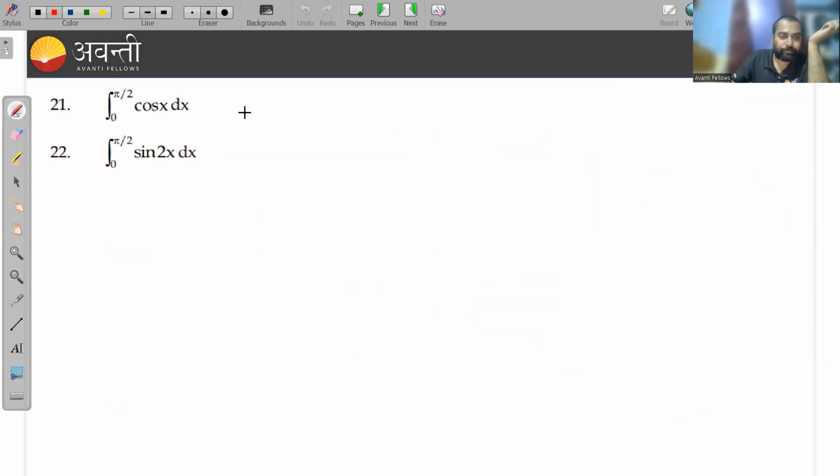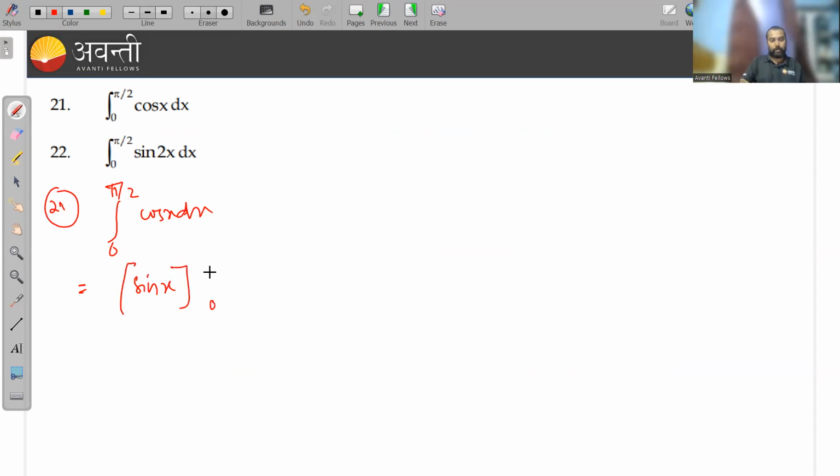In question number 21, you need to integrate 0 to pi by 2 cos of x dx. All of you know what is the integration of cos of x? That is sin of x. If you put the limit 0 to pi by 2, sin of pi by 2 is 1, and sin of 0 is 0. So the answer is 1.